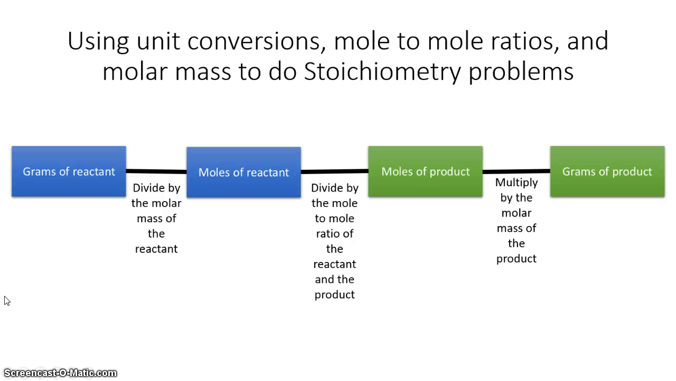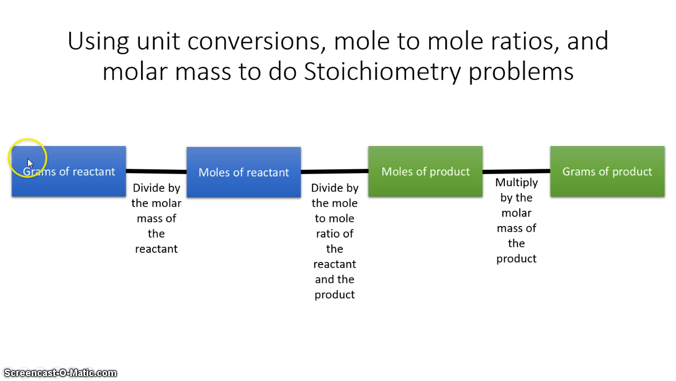Hello, so now that we've talked about unit conversions, mole-to-mole ratios, and molar mass, we can finally talk about stoichiometry problems. Stoichiometry is just a fancy word for figuring out the exact recipe for a chemical equation or a chemical reaction. So how can we do this? Before I show you an actual problem, I want to show you the tool that you'll be using to solve the problems. It is this nice, simple diagram.